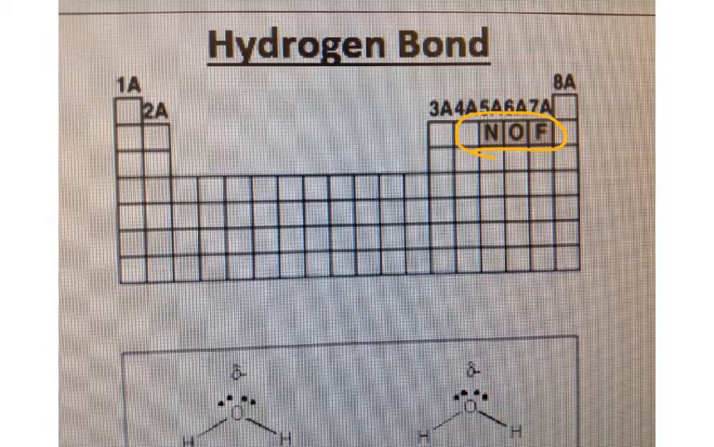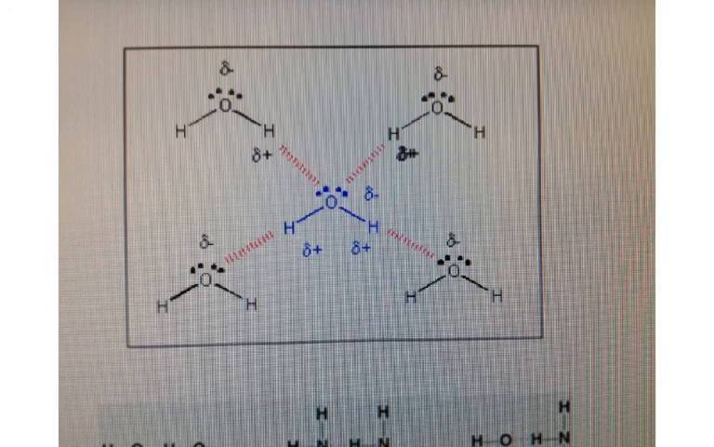It's not that it has both of those elements in the compound. The oxygen has to be connected or bonded directly to that fluorine, oxygen, or nitrogen. All right, so looking at this, this is the attraction that exists for a hydrogen bond.